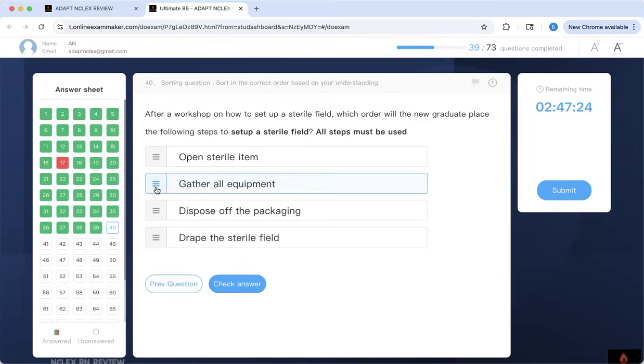Of course, there's no equipment procedure, you gather things first. After you gather yours, you drape your sterile field. Then you open your stuff and then you dispose of the package. That's all.